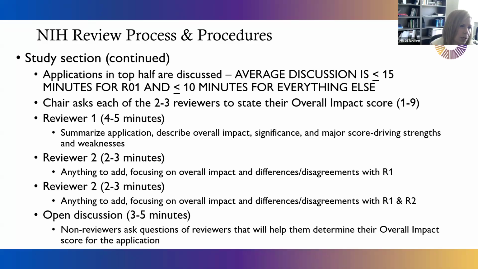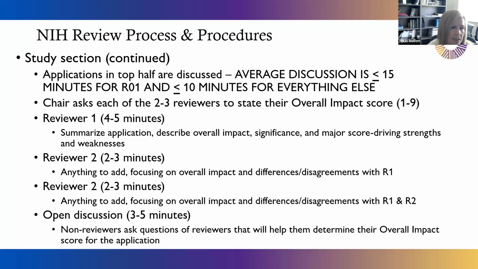So in study section, the chair of the study section asks each of the 2 to 3 reviewers to state their overall impact score. So that's either a 1 to 9. And then the first reviewer is given 4 to 5 minutes to summarize the application and to describe the overall impact, and then major score driving strengths and weaknesses. That's important. Those are major score driving, so they can't get into the nitty gritty weeds. It's major things that came up for them that drove their overall impact score. That is limited to 5 minutes generally.